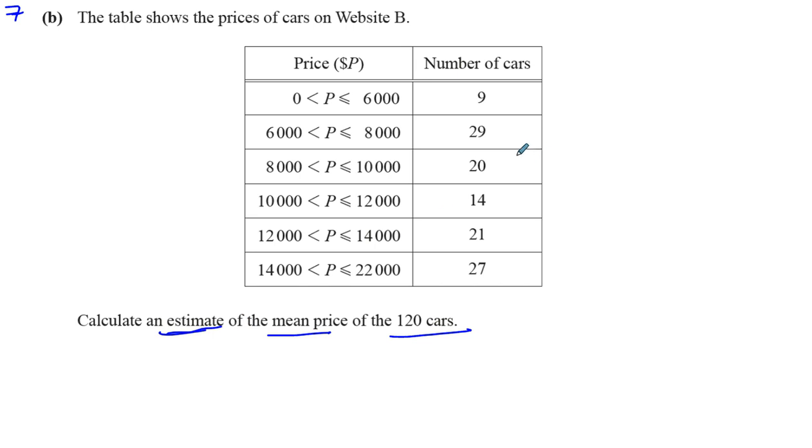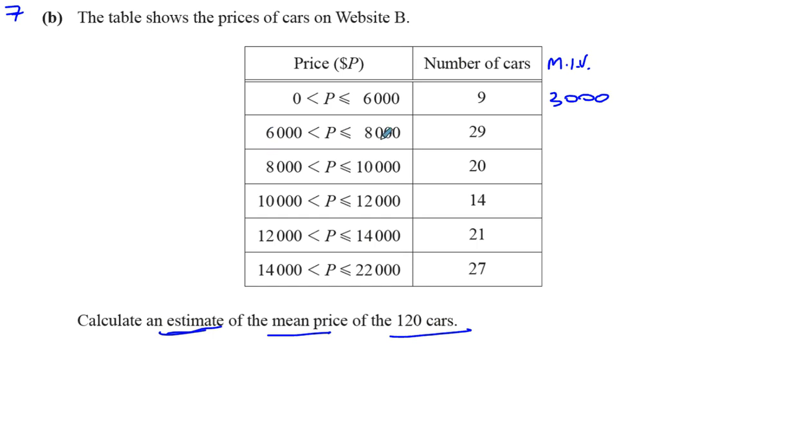So what I'm going to do is estimate by saying, let me take what's halfway between these 2 values in order that I can find a value to multiply by those 9 cars. So I'll take the mid-interval value, which is like an estimate of the value of those 9 cars. So halfway between 0 and 6,000 is 3,000.